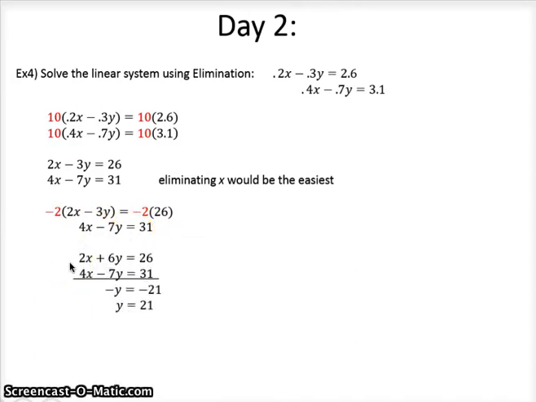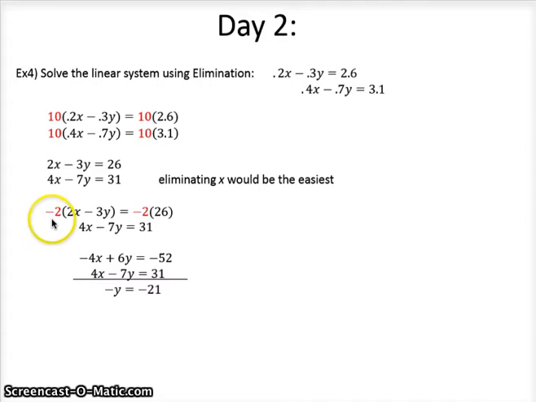So we end up getting 2x plus 6y is going to equal, sorry, that's a typo. Okay, now we can see that when we add straight down from having our things multiplied out, again, we still have another typo, hang on. Okay, now it's all fixed. So now we can see that we multiply -2 times the 2x, we get -4x plus 6y, and then the -2 times the 26 equals -52.